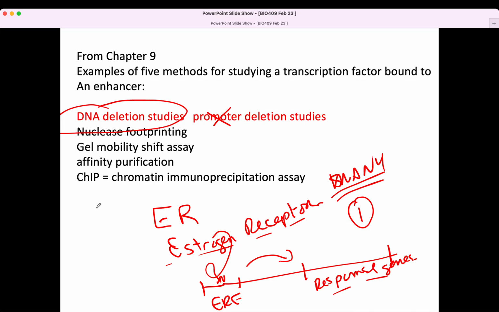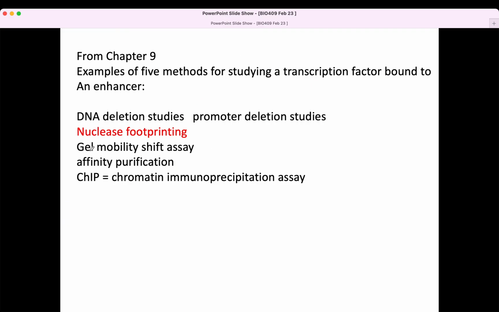Okay? So that's our first method. And again, it's to map the enhancers for a gene. And the example that if we were going to describe, if it says, describe deletion studies and give an example, say, well, you could use that to map the estrogen response elements upstream of a vitellogenin gene. All right, so next one, nuclease footprinting. And this has a very similar purpose. It is to help map the enhancer. This one uses a different strategy.